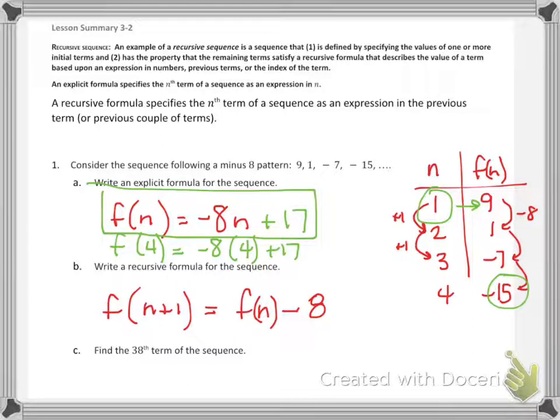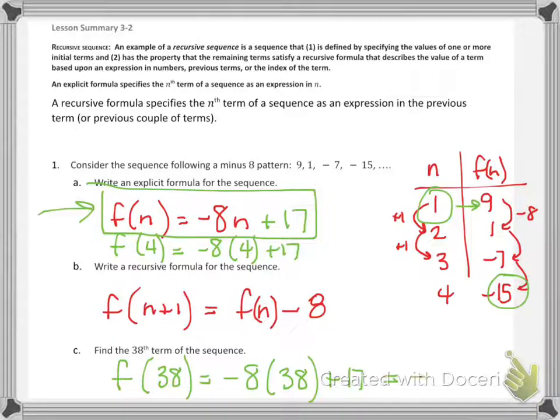And then finally, I just need to know the 38th term. Well, I just use that explicit formula, and I say, I want the result out of the 38th term. So f of 38 is equal to negative 8 times 38, and then plus 17. And when you simplify that, you get a negative 287.